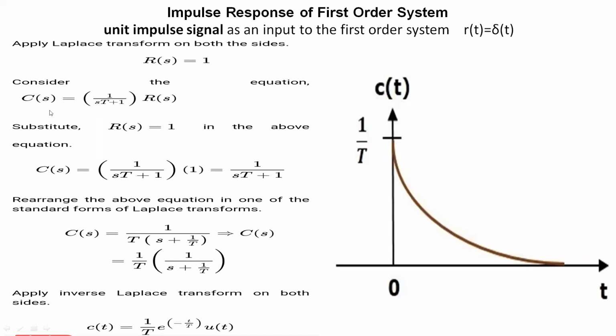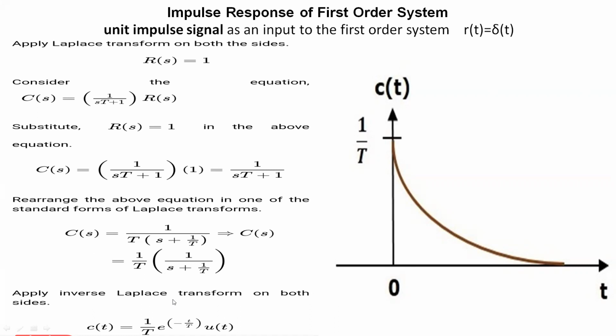Now, if you consider this equation, C(s) = 1/(sT + 1) into R(s), this is a standard transfer function that we have seen. Now we are applying R(s) = 1, because R(s) = 1 if we take the Laplace transformation of delta(t). So if we substitute this, we get 1/(sT + 1) only. Then if we rearrange, we get C(s) = (1/T)/(s + 1/T), because s we should always keep without any coefficient.